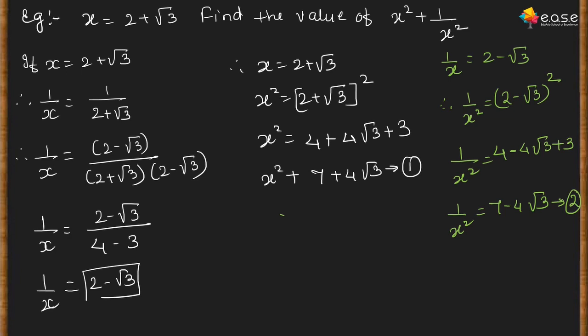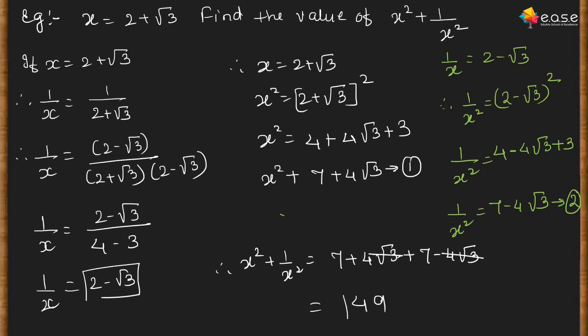So then therefore x square plus 1 by x square is equal to 7 plus 4 root 3 plus 7 minus 4 root 3. This and this will cancel and the answer will be 14. There are no units or anything, simply 14. Okay, I hope you guys are getting what I'm doing. Very easy, very simple, absolutely nothing is there. You just have to do the calculations, keep on doing the calculations, and you will finally get the answer.